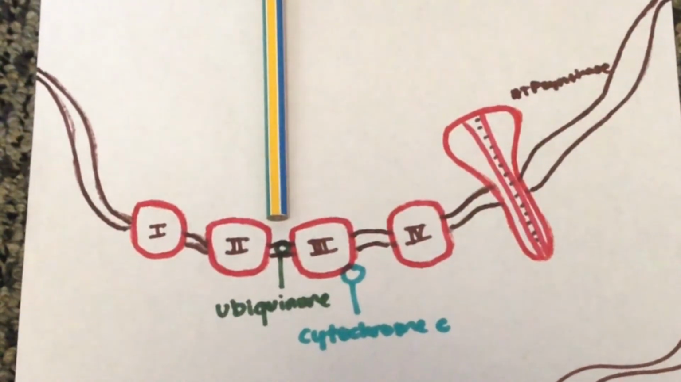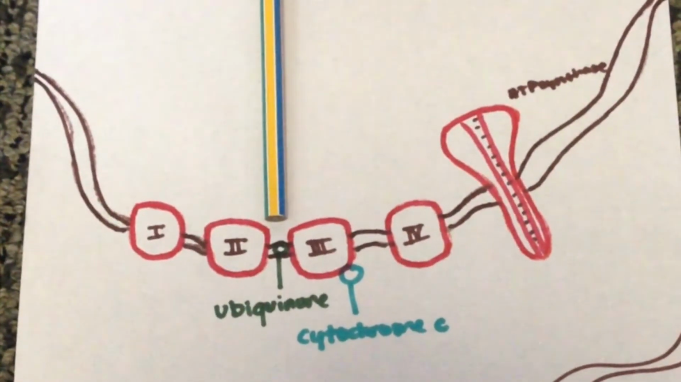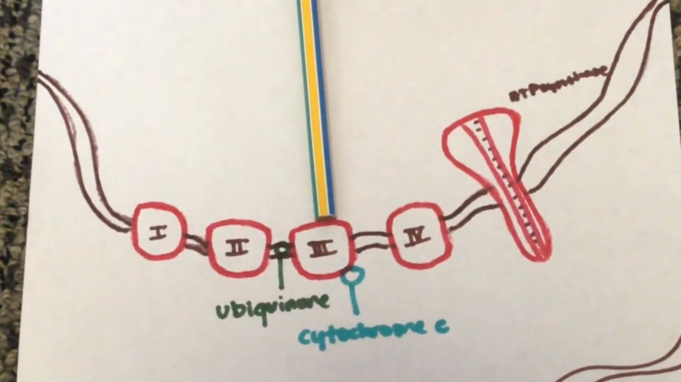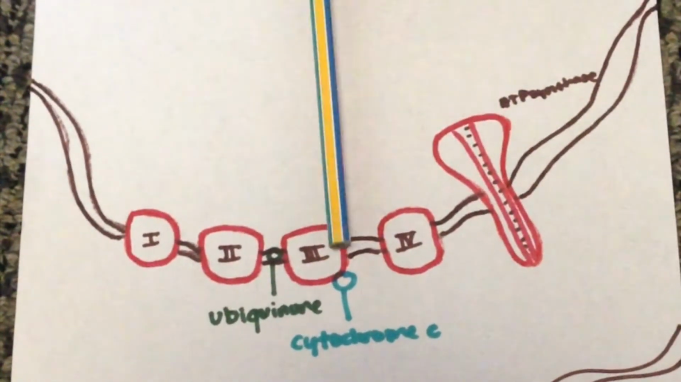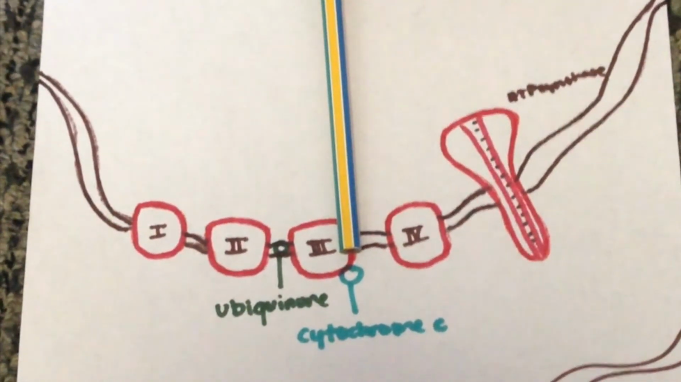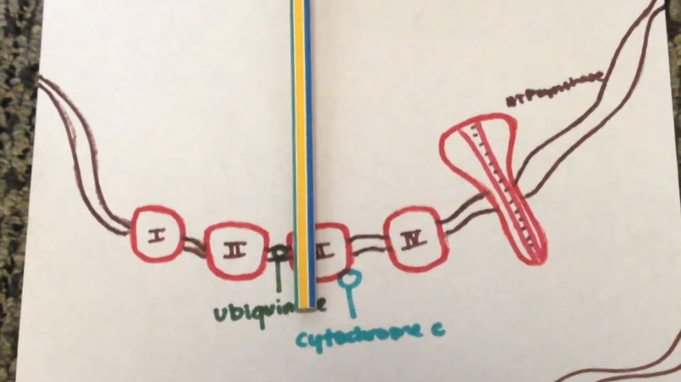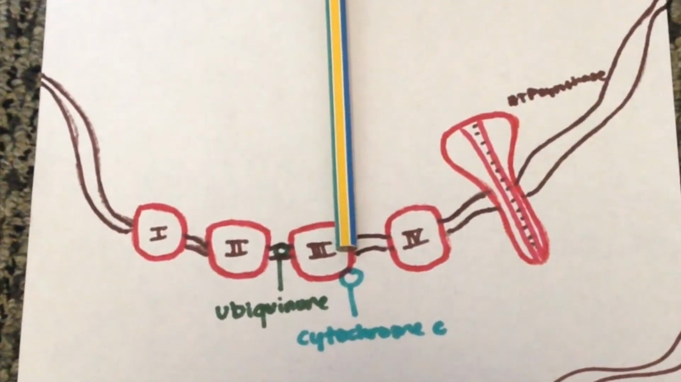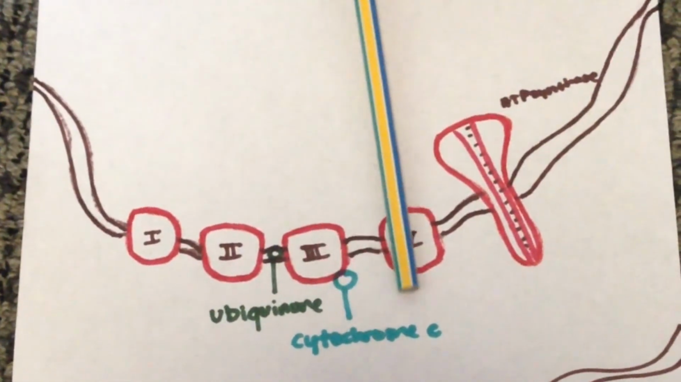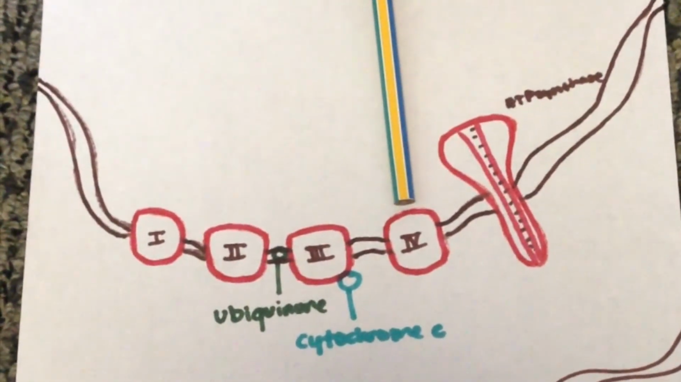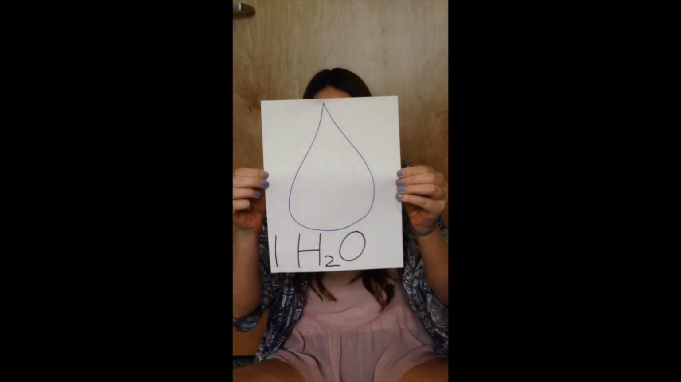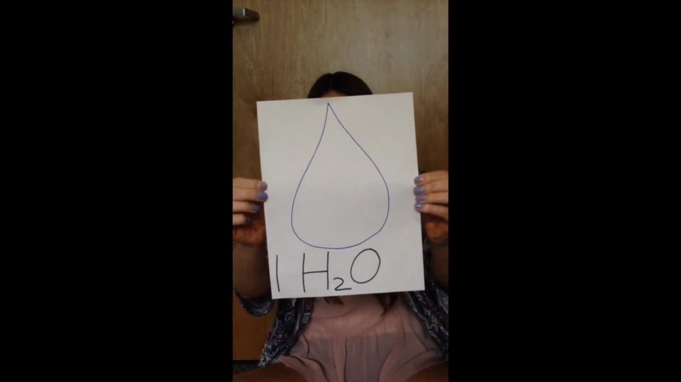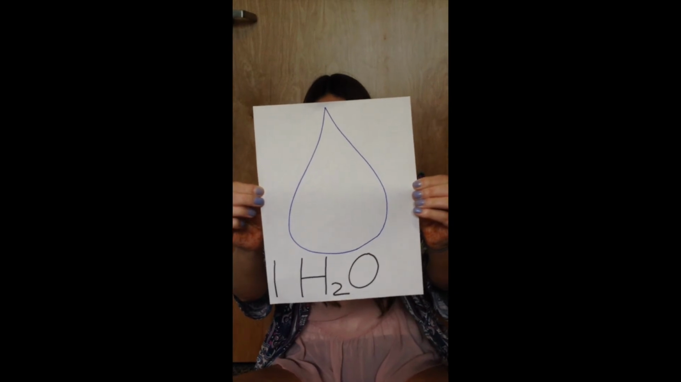Ubiquinone is mobile, so it can move around the inner membrane and give its electrons to complex 3, known as cytochrome BC, which will then give them to cytochrome C. Cytochrome C is also a mobile protein and also pumps hydrogen ions. Next, cytochrome C gives the electrons to complex 4. Here the electrons will make water from oxygen. NADH will help produce 2 hydrogen ions and 1 oxygen for 1 H2O.